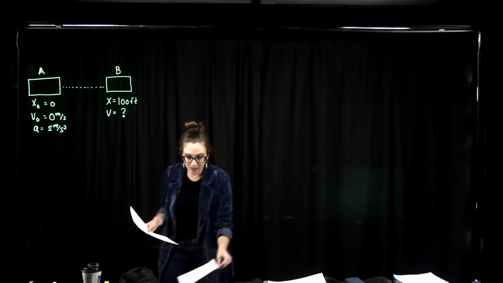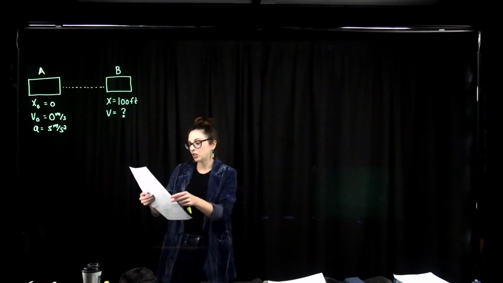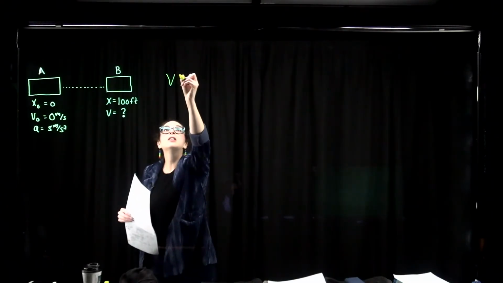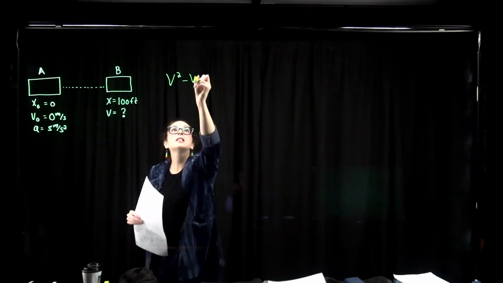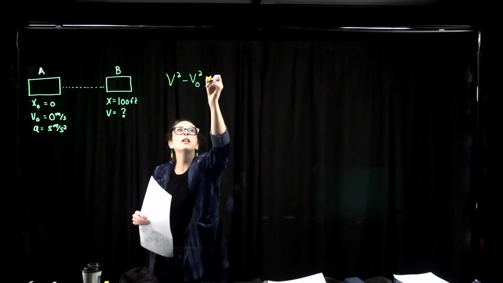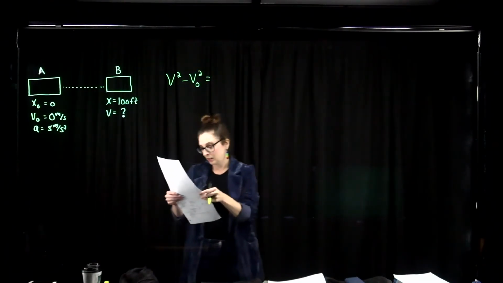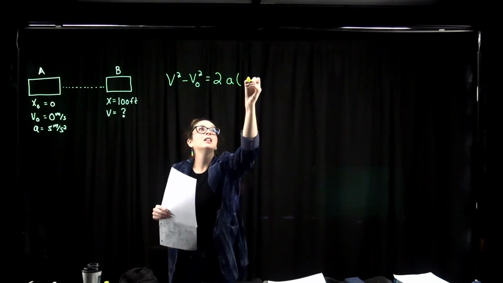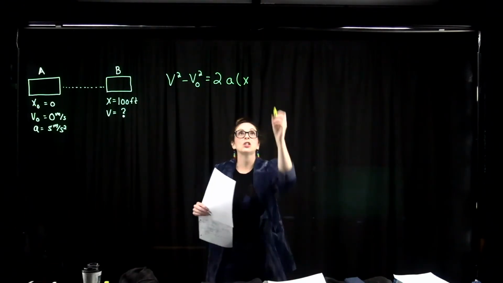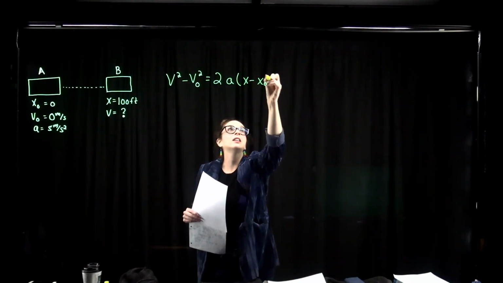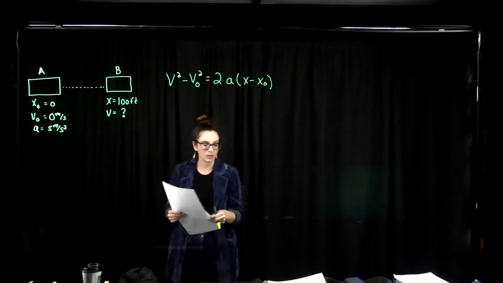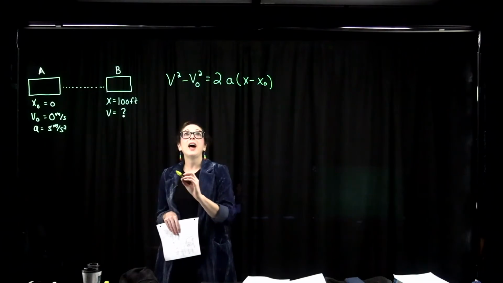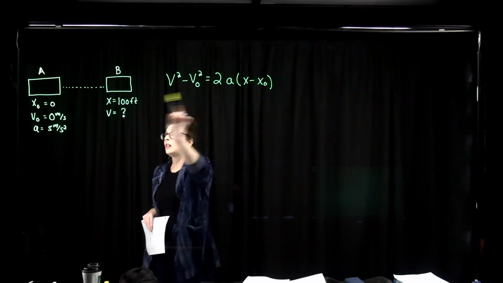So when I look here, I see that there's this great equation. We've got v squared minus v sub naught squared equals 2 times our acceleration a times x, that would be its final position, minus x naught, that would be our initial position.